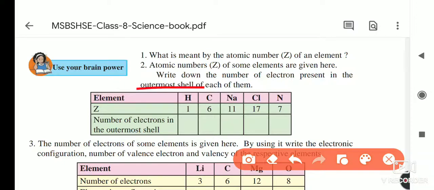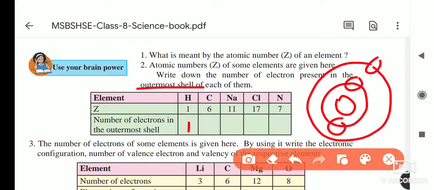So here atomic number 1, so here it is hydrogen. How many electrons are there in the outermost orbit? 1 only. Carbon has 2 electrons in the first orbit and 4 electrons in the second orbit: 1, 2, 3 and 4. So how many electrons are there in the outermost orbit here? 4.